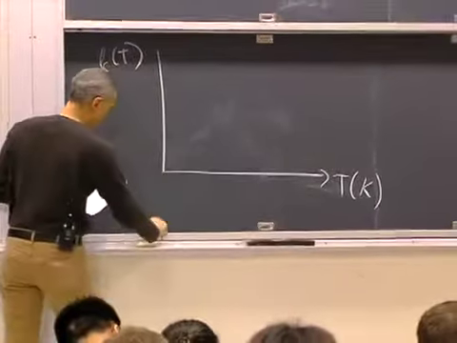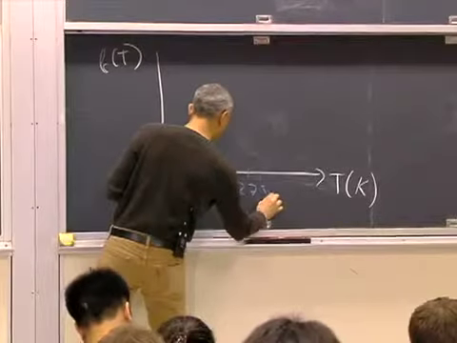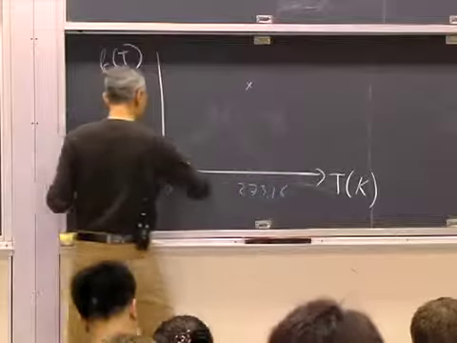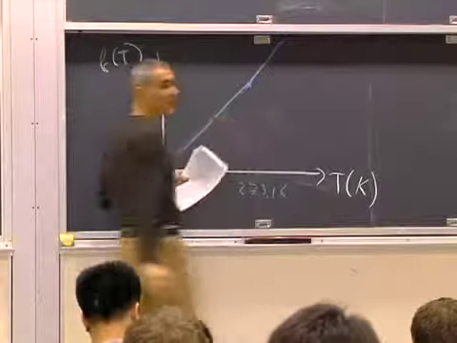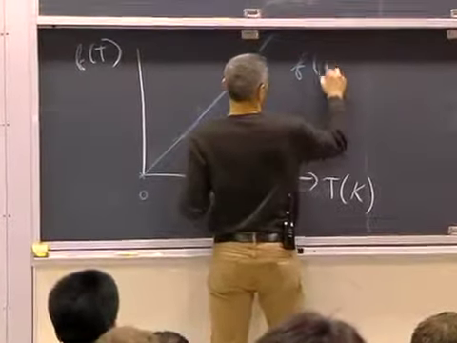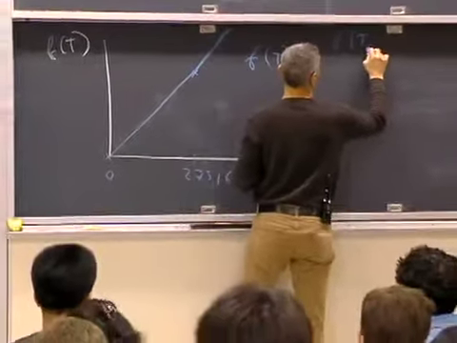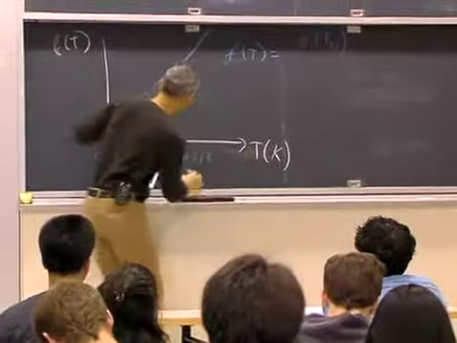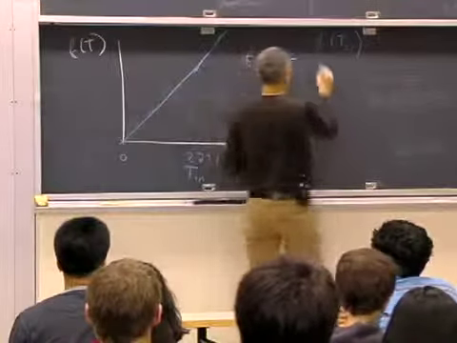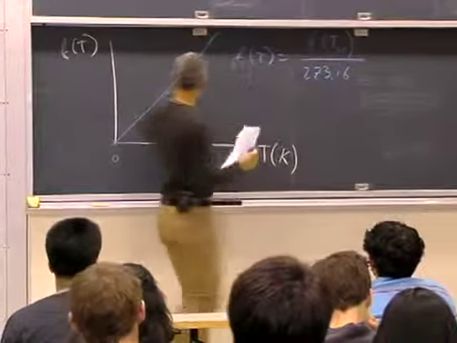We have an interpolation scheme between 0 and 273.16 with two values for this quantity, and we have a linear interpolation. That defines our temperature scale, our Kelvin temperature scale. And so the slope of this is F of T at the triple point, which is this point here. This is the temperature of the triple point of water, divided by 273.16. That's the slope of that line.